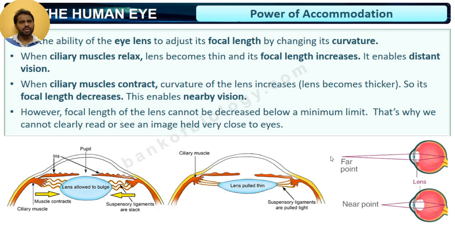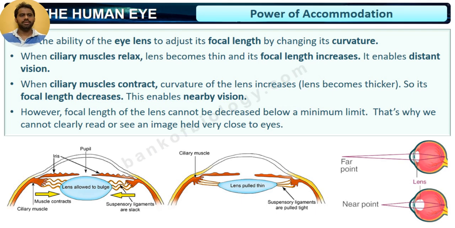Now let's move forward, and this is an important concept, power of accommodation. In the board exam they ask to define power of accommodation. A definition is asked for 1 mark. What will the students write? It is the ability of the eye lens to adjust its focal length by changing its curvature.